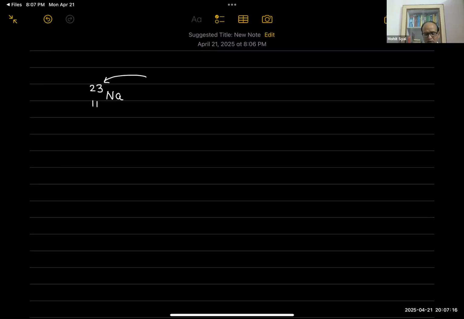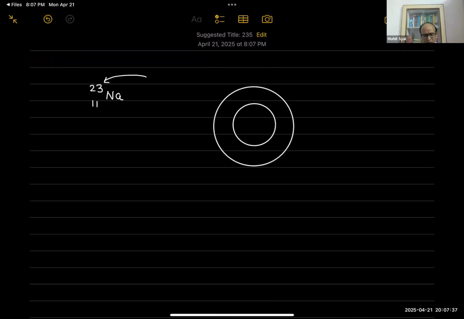Yes, exactly. So you have the nucleus of the sodium, and what does the nucleus contain? Protons and neutrons. So this is the number of protons and neutrons, and this is the number of electrons. Got it? So we are having 11 protons.